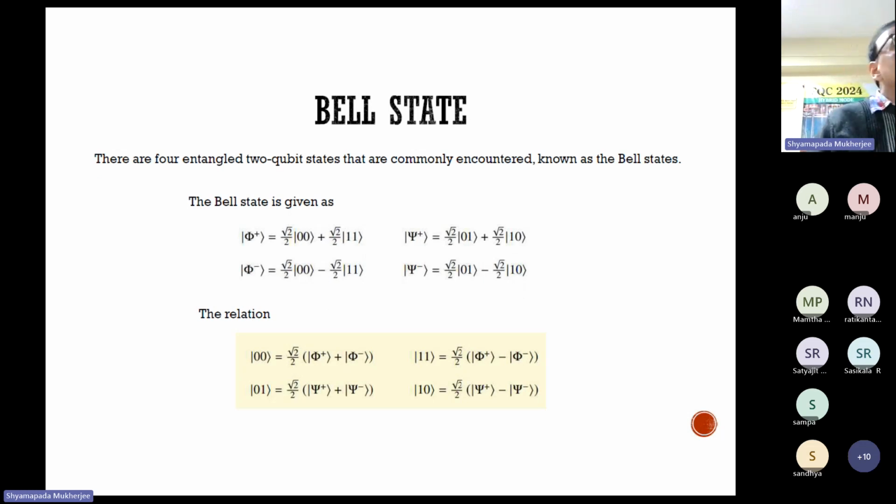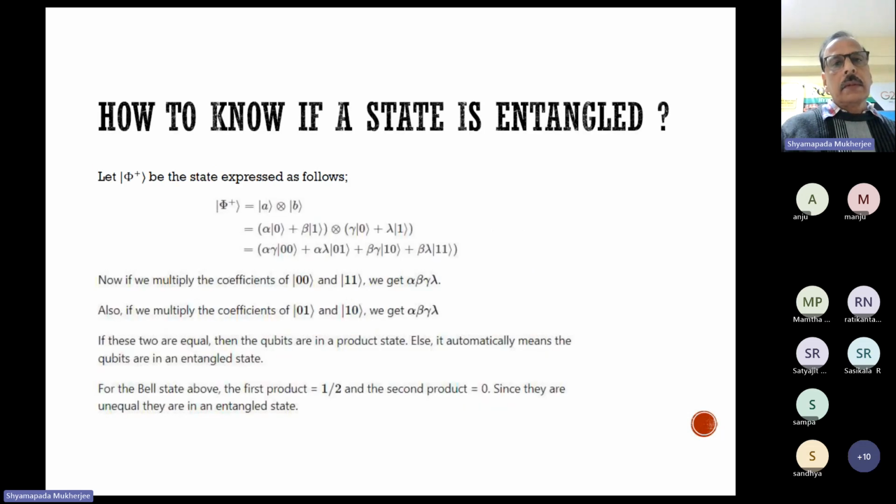There are four two qubit states that are very important: phi plus, phi minus, psi plus, psi minus. All these are Bell states and all these are entangled states. They cannot be written in the separable form, which we generally use in quantum states.